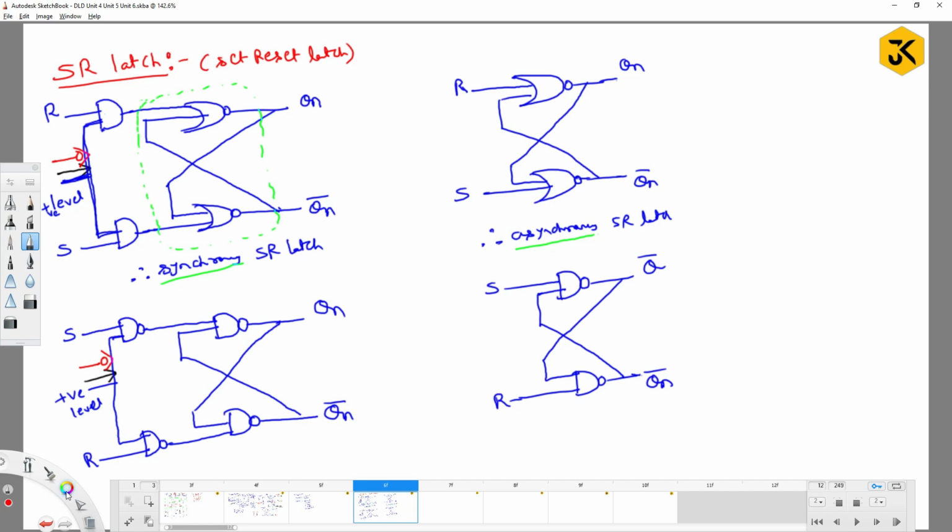Similarly, can I represent it in another manner? I can represent it in the form of negative level. Right? So don't write all the things for one circuit diagram. Okay. For the sake of our understanding, I am trying to explain here. So I hope you understood the difference between latches as well as flip-flops. Right?